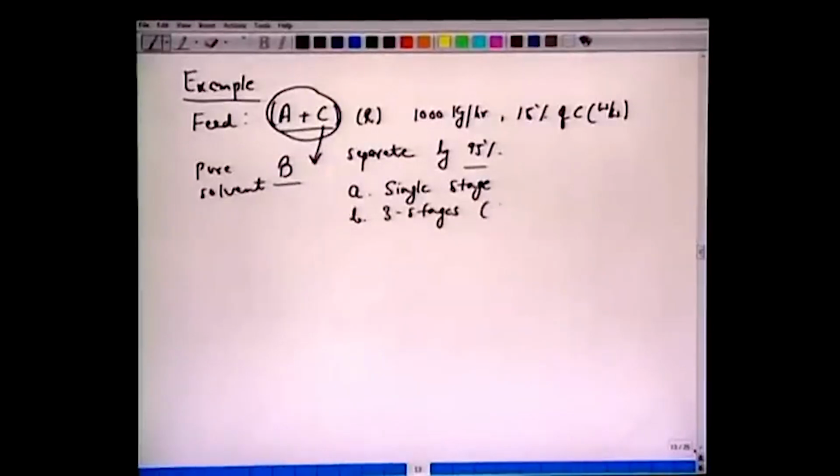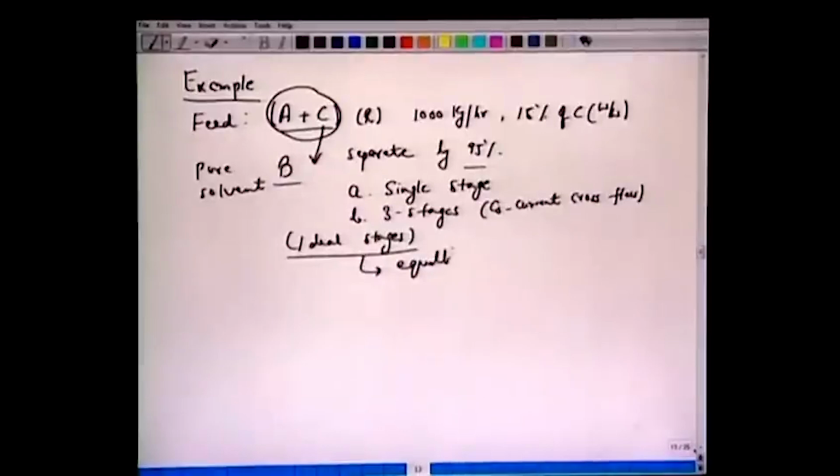So, these 3 stages are co-current cross flow, all right, what we did in the very beginning of this section of the course. And we also assume ideal stages. So, all the stages are ideal, and if you recall, we said ideal stages means these are equilibrium stages. So, talking of equilibrium, we have been given that y equals 3.75 x as equilibrium relationship.